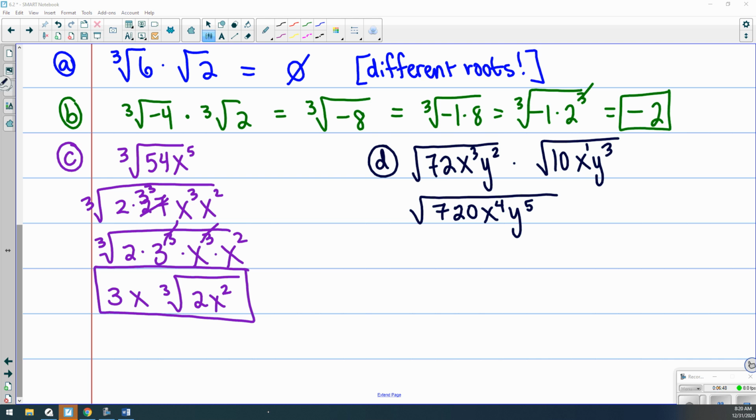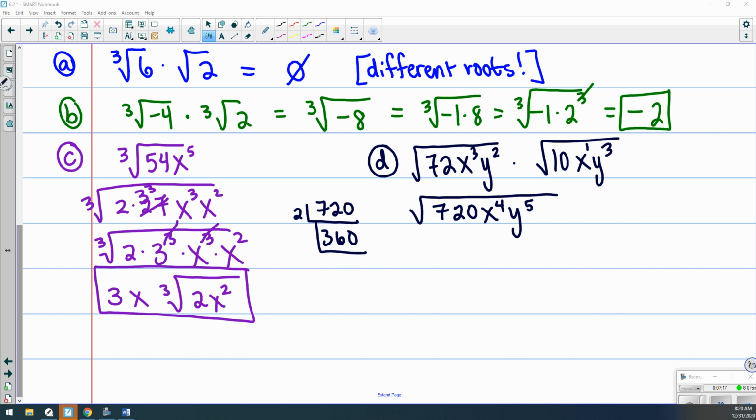Now, I want a perfect square to kind of suit my needs here. Should I just start plugging in square roots, or should I do a factor ladder? I'm going to do a factor ladder because I'm thinking you might be more comfortable with the factor ladder. So 2 goes into 720 360 times. There's my perfect square, 36.